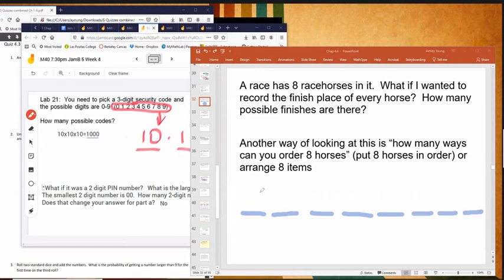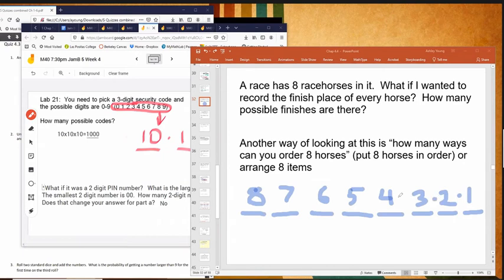How many options for the first spot? Think of it the other way. I haven't picked any horses yet. 8. So I have all of them at my disposal. I can pick any of them. Now, after I pick one, how many left? 7. Yep, and then? 6, 5, 4, 3, 2, 1. I'm going to multiply all of them.